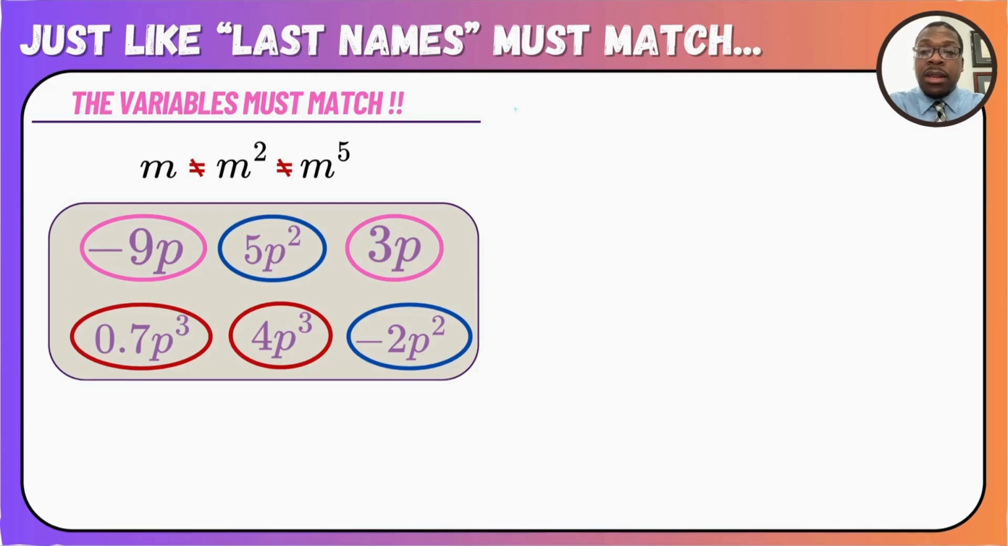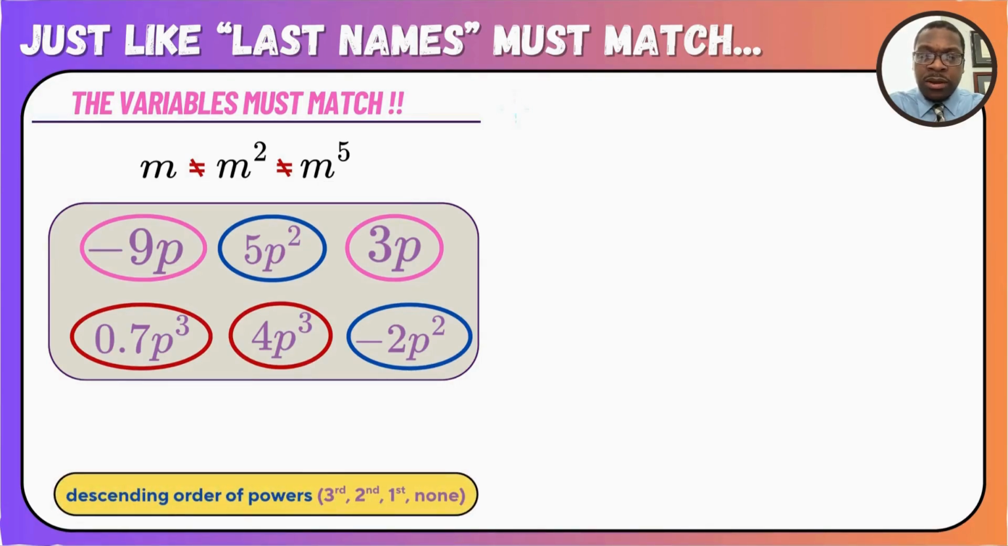Okay. Now, there is an order that you want to write down your expression. You don't just write them down any way you want to. You want to write them in descending order of powers, meaning whatever the highest power, and then we just descend to the lowest power. In this situation, our highest power is the third. So we would go from the third power to the second power to the first power to no powers. Okay, let's see how that works in action.